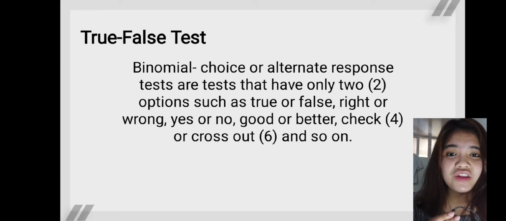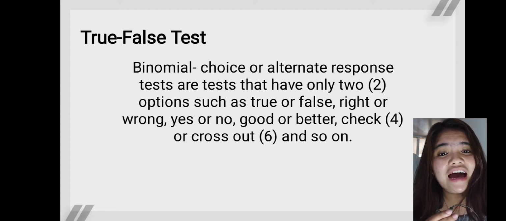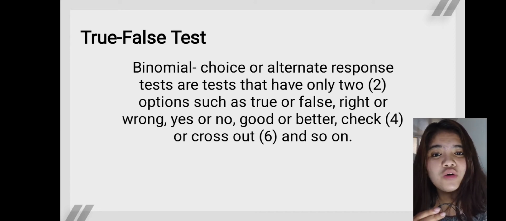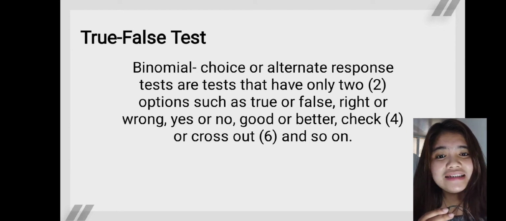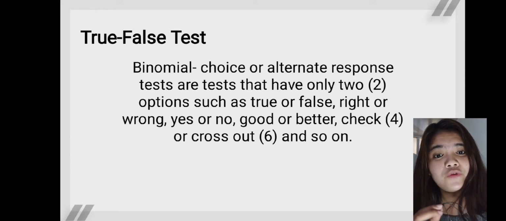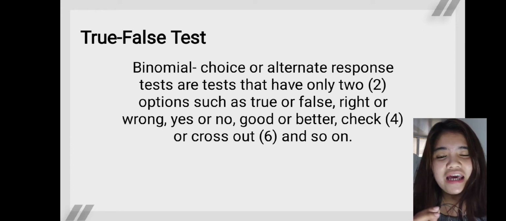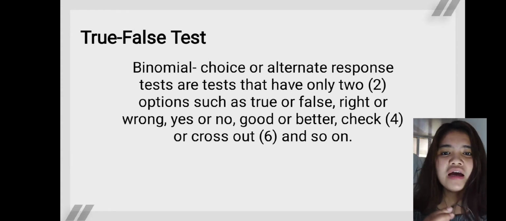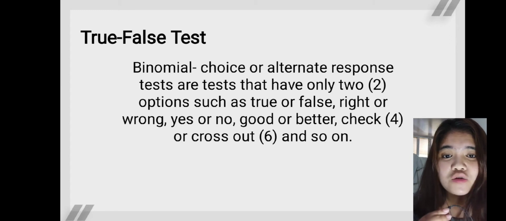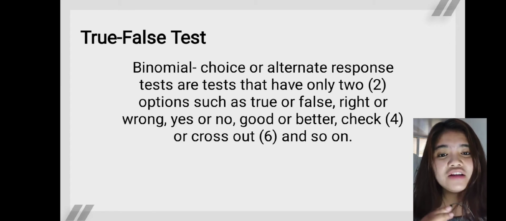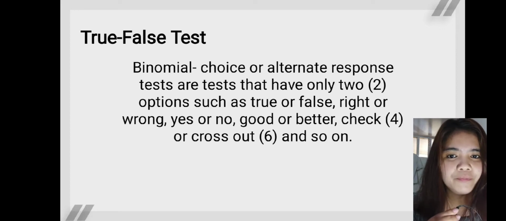A student who knows nothing of the content of the examination would have a 50% chance of getting the correct answer by sheer guesswork. Although correction for guessing formulas exists, it is best that the teacher ensures that a true-false item is able to discriminate properly between those who know and those who are just guessing. A modified true-false test can offset the effect of guessing by requiring students to explain their answer and to disregard a correct answer if the explanation is incorrect.